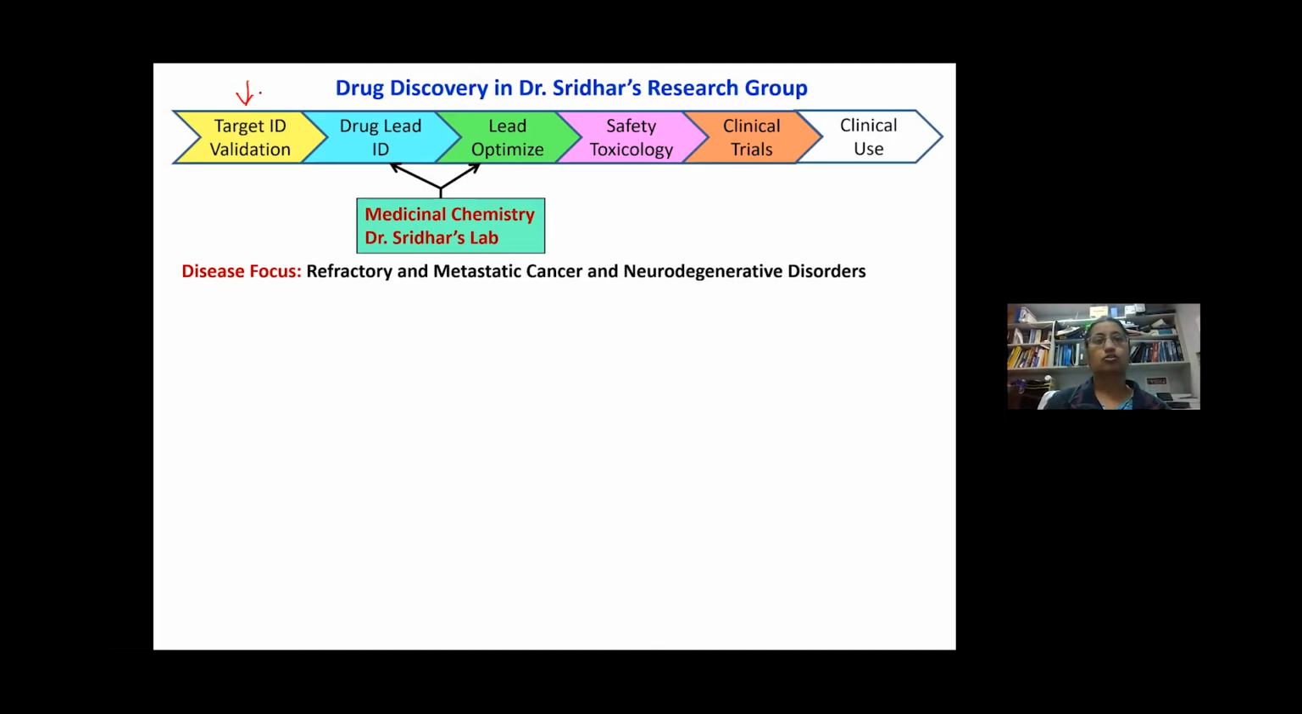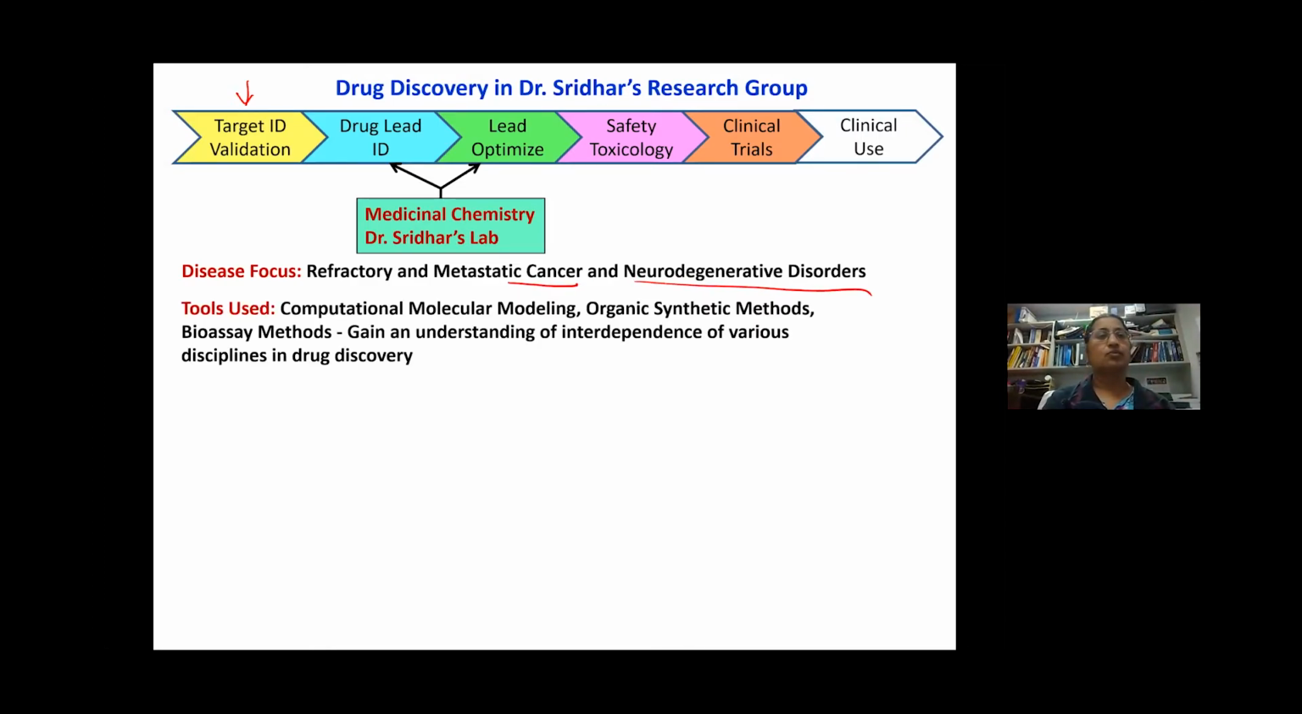So the basic two areas where I'm focusing my research is on refractory and metastatic cancer and neurodegenerative disorders. And what tools do I use? I use computational molecular modeling, organic synthetic methods. I also use bioassay methods to understand how the proteins are behaving in the presence of my agents.